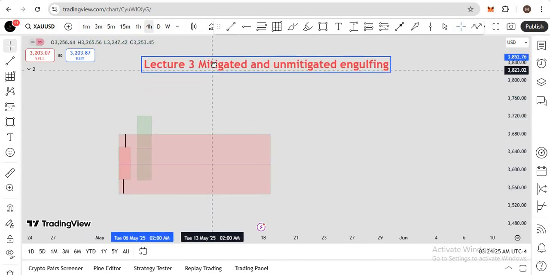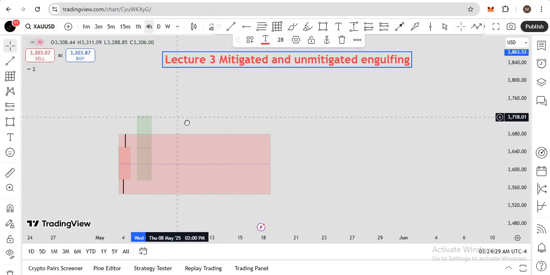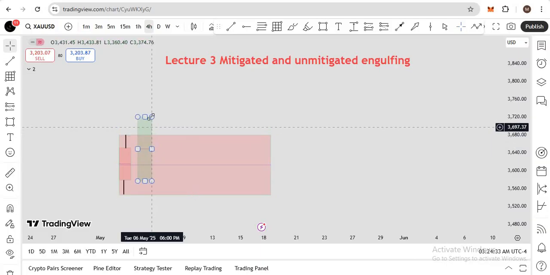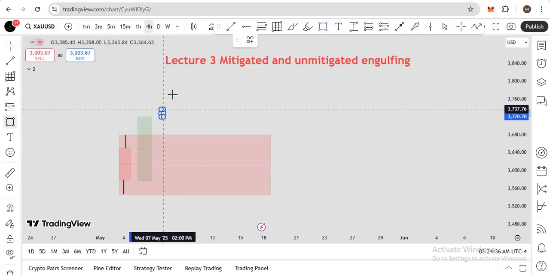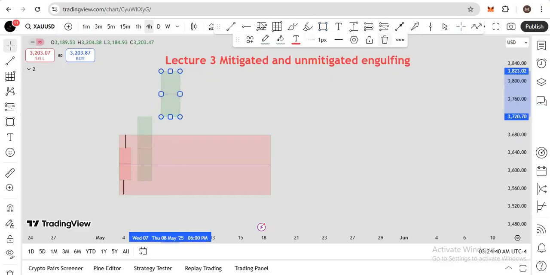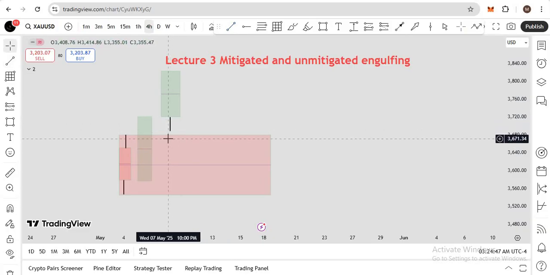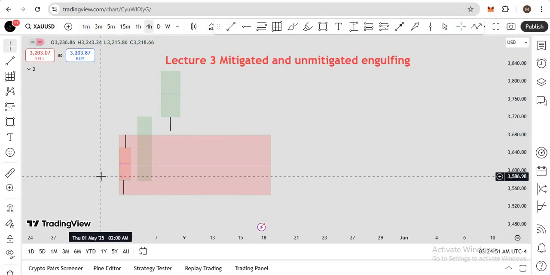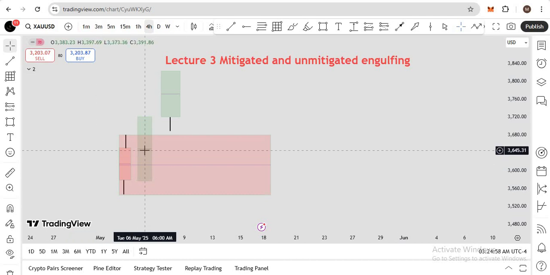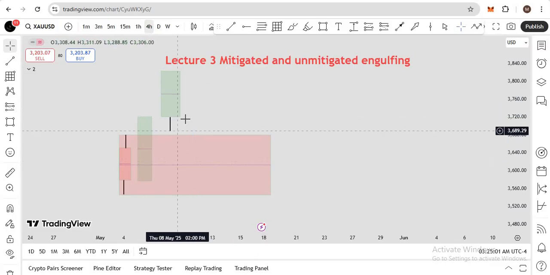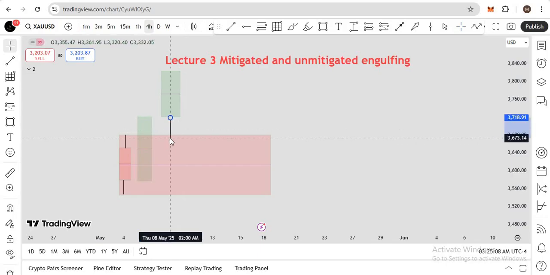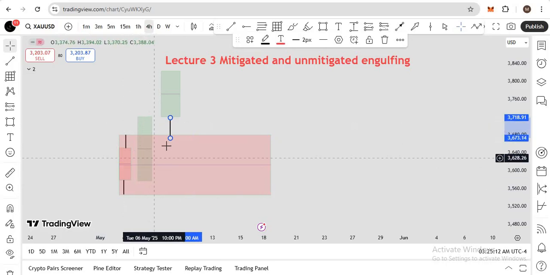So what are the mitigated and unmitigated engulfing in this scenario? Any candle after that, the third candle that opens here and every candle after it, should not have its wick touch this area. If it touches, it becomes a mitigated engulfing pattern, meaning the probability of this area will be lower than an unmitigated engulfing area. Even if the wick touches this area by a small point, it becomes mitigated, meaning price suddenly mitigates this area and goes to the opposite side.